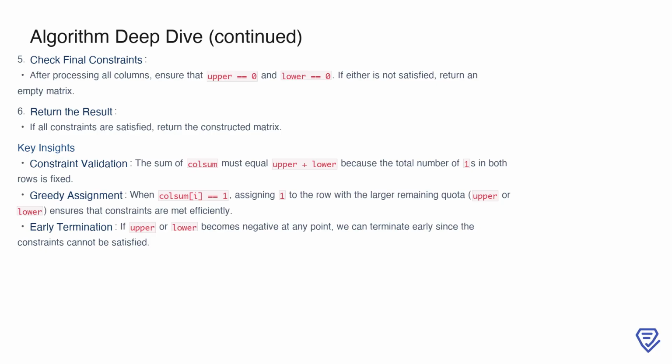There are some key insights that make this approach effective. First, the sum of colsum must equal upper plus lower because the total number of 1s across both rows is fixed. Second, the greedy assignment strategy ensures that when colsum[i] equals 1, we prioritize the row with the larger remaining quota of 1s. This minimizes the risk of running out of slots in one row before all constraints are met. Lastly, if at any point during the process upper or lower becomes negative, we can terminate early since it's impossible to construct a valid matrix.